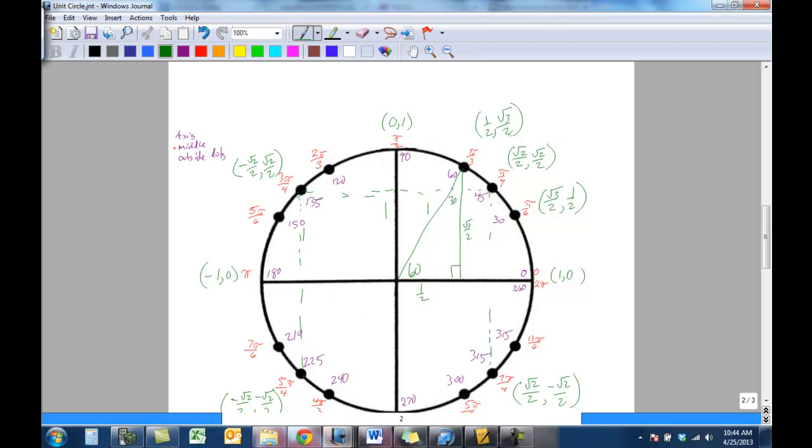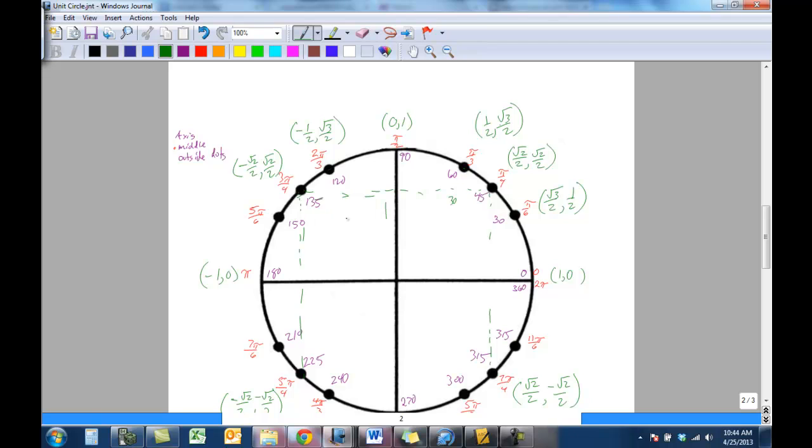All right, once you've got that, then it's easy. Come straight across. Come straight across here. This is the same height as this one, right? So this point is the same as this point, but with quadrant 2 signs. So this is negative 1/2, comma, positive √3 divided by 2.